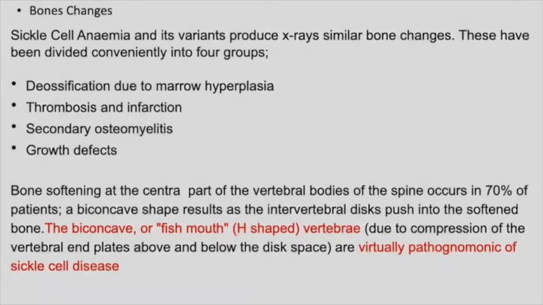The second thing is bone changes. Why does sickle cell disease produce bone changes? There are four main causes that can produce that: ossification due to marrow hyperplasia, thrombosis and infection, secondary osteomyelitis, and growth defect. Let's talk about the ossification. First of all, it would produce a huge change in the spine.